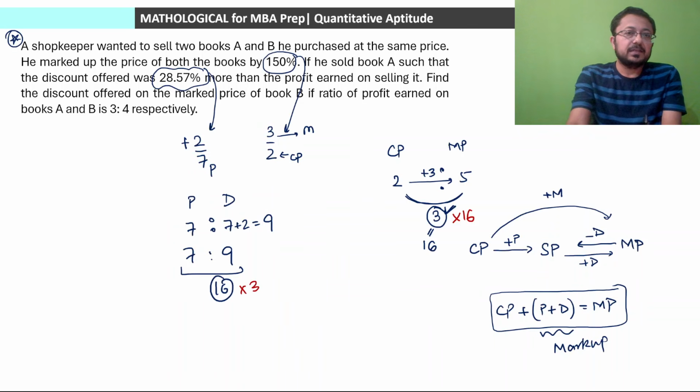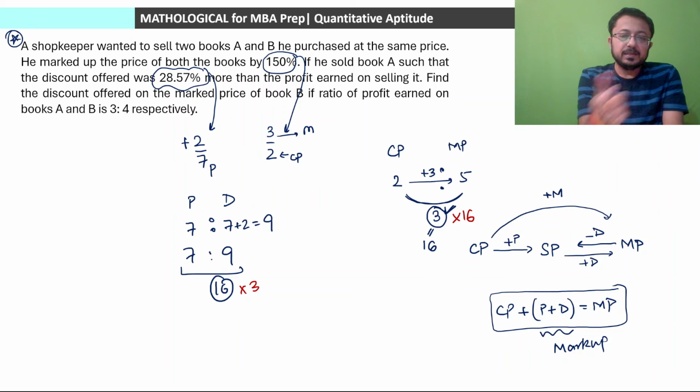So we started with 150% markup, that is 3 by 2. So if 2 units is cost price, mark price will be 5 units. That is first thing. Second thing, the discount offered on book A is 28.57%, which is 2 by 7 more than the profit. So if profit is 7 units, the discount will be 7 plus 2, 9 units.